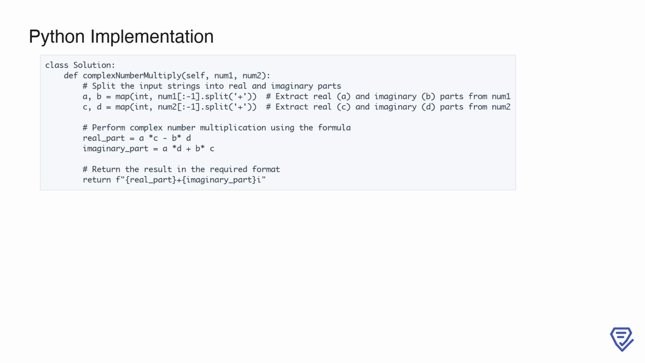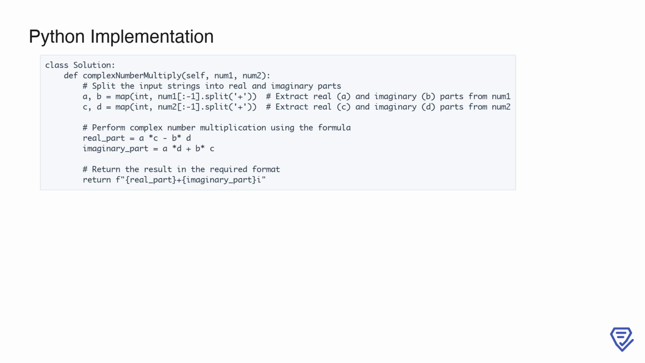This Python solution efficiently solves the problem of multiplying two complex numbers represented as strings. The method complexNumberMultiply takes two string inputs, num1 and num2, each of the format a plus bi, where a and b are integers. The first step is to split the input strings into their real, a, c, and imaginary, b, d, components. To do this, the [:-1] slicing removes the trailing i, and the split('+') method separates the real and imaginary parts. The map(int) function then converts these parts into integers for calculation.